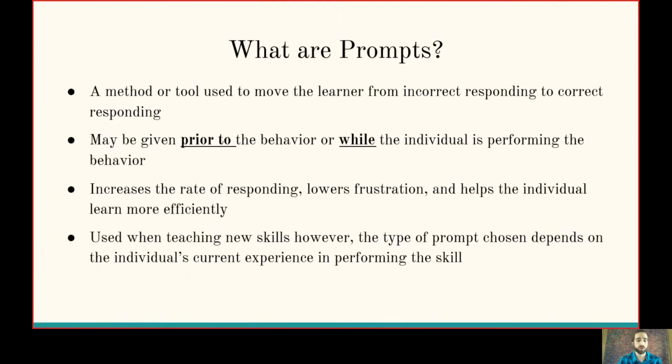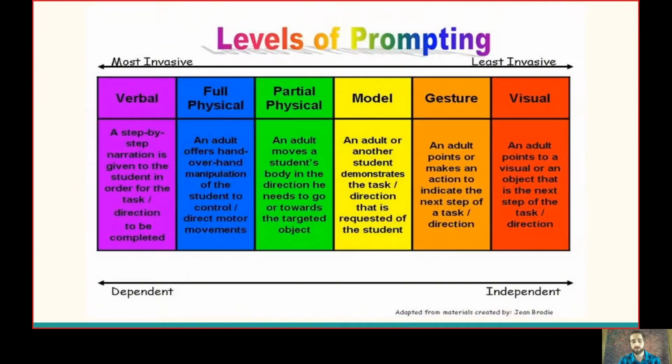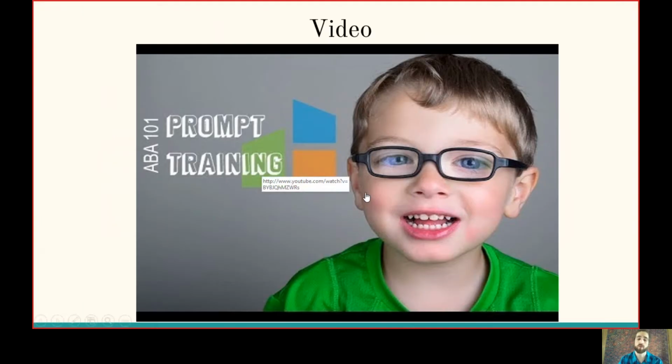However, the type of prompt that's chosen will depend on the individual's current level of experience and success with performing that skill. Here we have a table that represents the array of prompt levels which can be delivered, ranging from the most intrusive to least intrusive cues. As the learner's performance increases over time, we can begin to shift the prompts we're delivering from most to least intrusive, gradually teaching the student to perform the task independently. The following video will provide, in greater detail, a description of each level of the prompt hierarchy and model what these look like in practice.